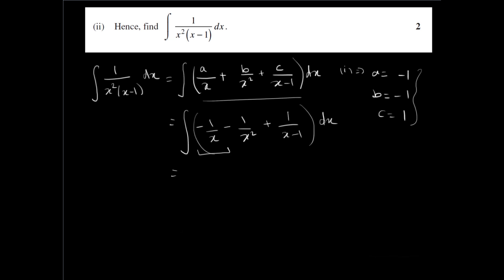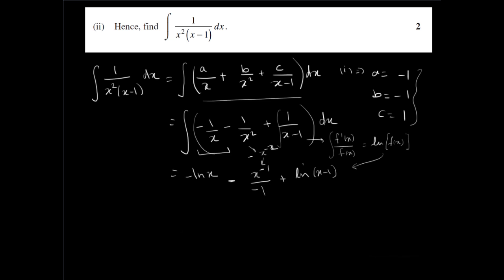Taking it bit by bit, the integral of negative 1 on x would be negative ln x. For the integral of negative 1 on x squared, 1 on x squared can be written as x to the power of negative 2. If we increase the index by 1, so it's negative 1, and write the negative 1 underneath as well, we get negative 1 times x to the power of negative 1 over negative 1. The integral of 1 on x minus 1 would be ln(x minus 1). That's because whenever we have a function on the bottom with its derivative on top, its integral is always ln of the function. So we get that here.